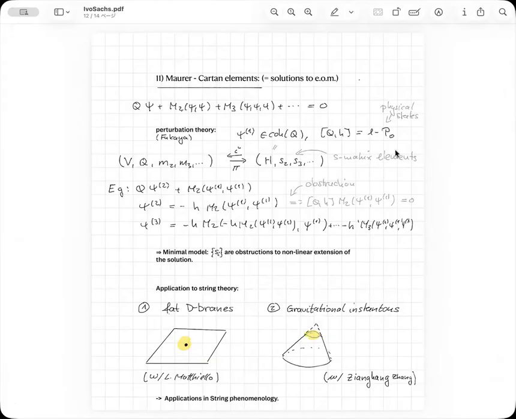So now we want to do exactly the opposite. In perturbative string theory, that's what one does. In perturbative string theory, we compute S matrix elements.